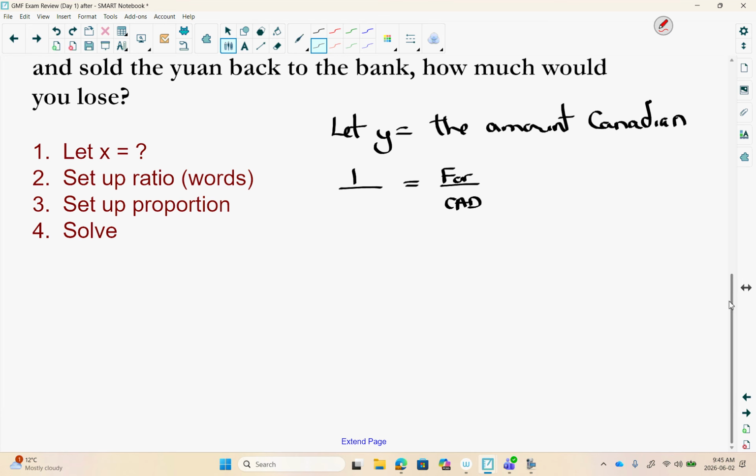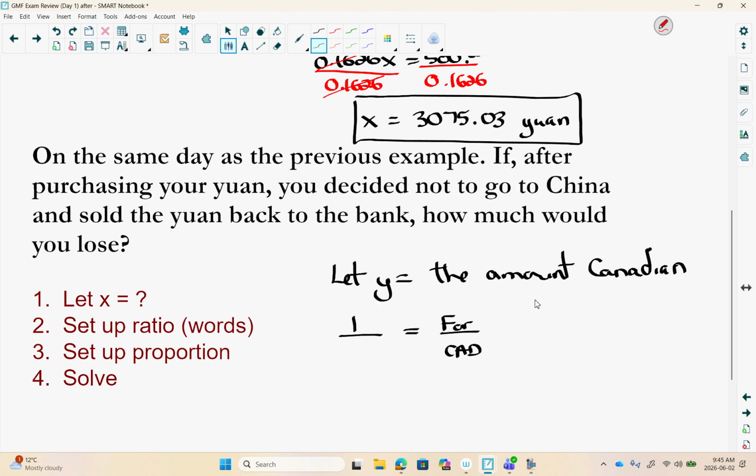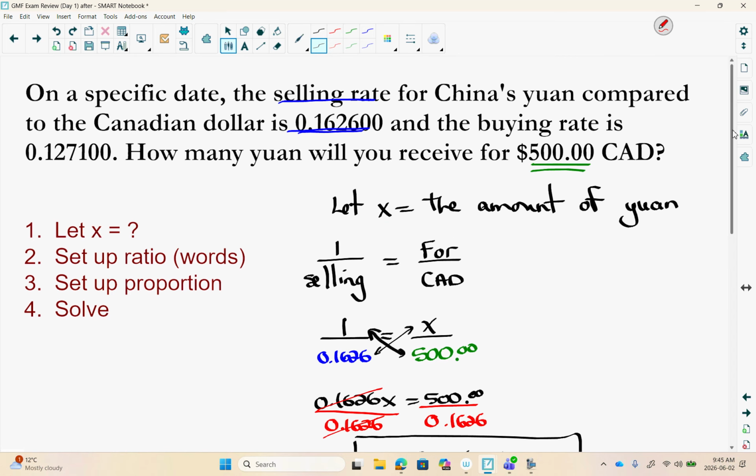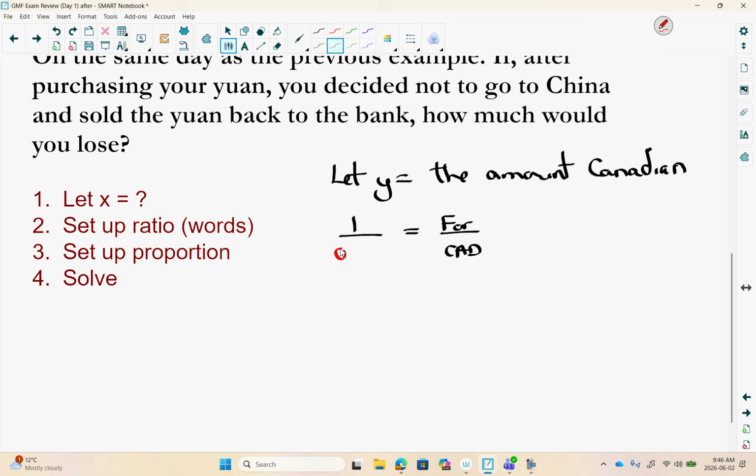But this time I need to do what? What rate would I use? Yeah, I'm going to use the buying rate. I'm selling these yuan back to the bank, so the bank's buying them. So I have to use the buying rate, 0.1271. So that goes underneath. I'll write buying rate here. And I'll put that in the next line. So it's 1 over 0.1271.